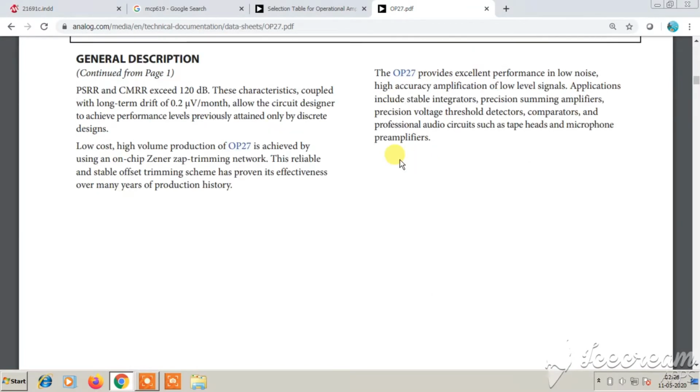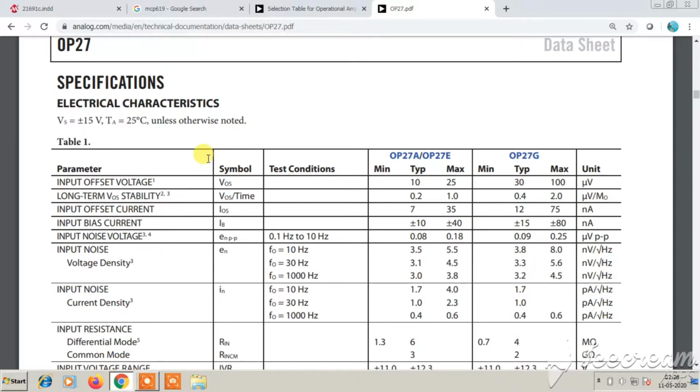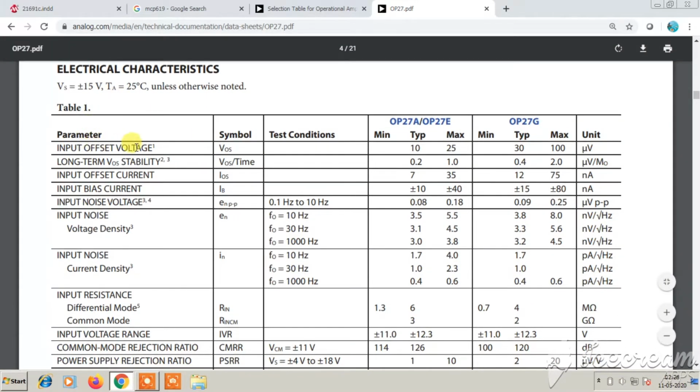Always, firstly, when you are looking out for an op-amp, you must read all the general descriptions. See here, it is written that the PSRR and CMRR exceed 120 dB. This is very high for an op-amp. That's why this op-amp is very costly. 120 dB is a huge amount actually. Here you can see the specifications. Input offset voltage is in microvolts, input offset currents are in nanoampere ranges.